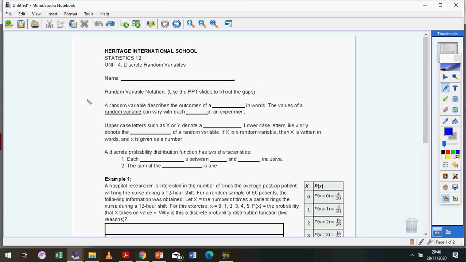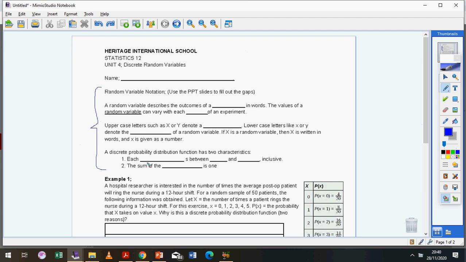So for this first part, there's a PowerPoint that I attached on that post. The post for discrete random variables, probability distribution function of a discrete random variable. I think I posted it on Monday. So you can go and check the PowerPoint and then use the PowerPoint to fill out these blanks.